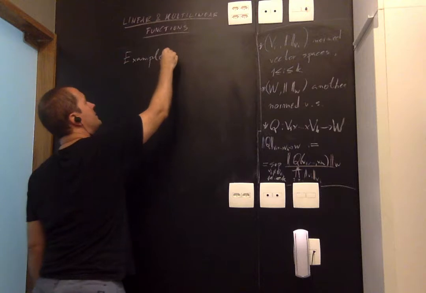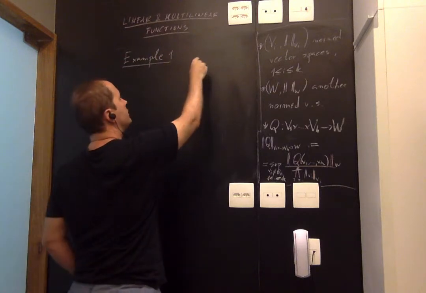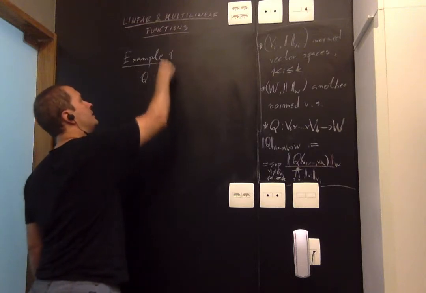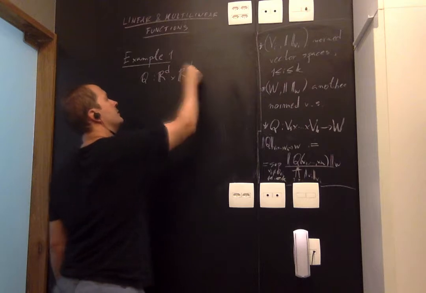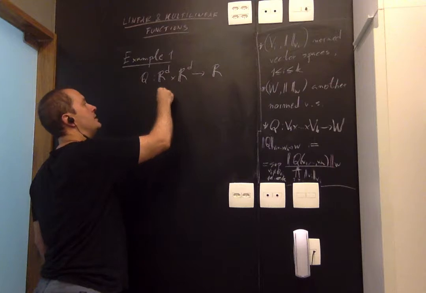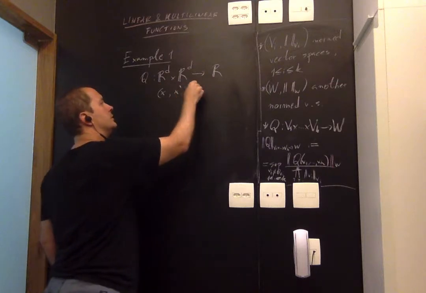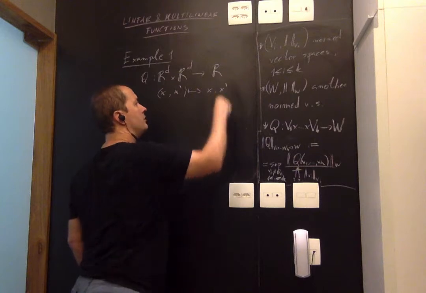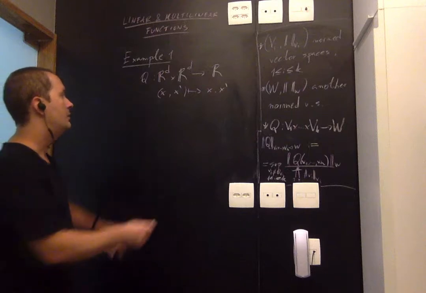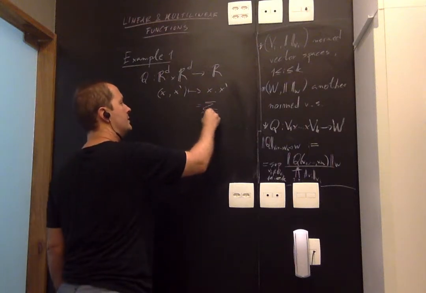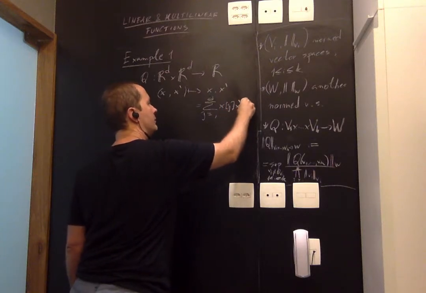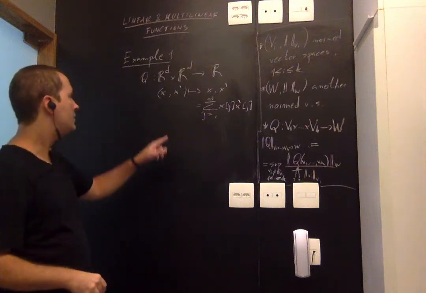Actually, let me start with an even simpler example, which is a Q from R^d times R^d to R, which takes as input x and x prime and produces the dot product, the inner product, right? So we already discussed this. It's the sum over coordinates of x sub j, x prime sub j. And this is multilinear for the following reason.